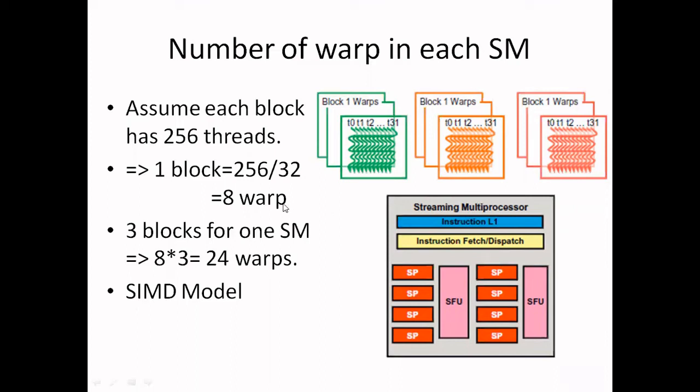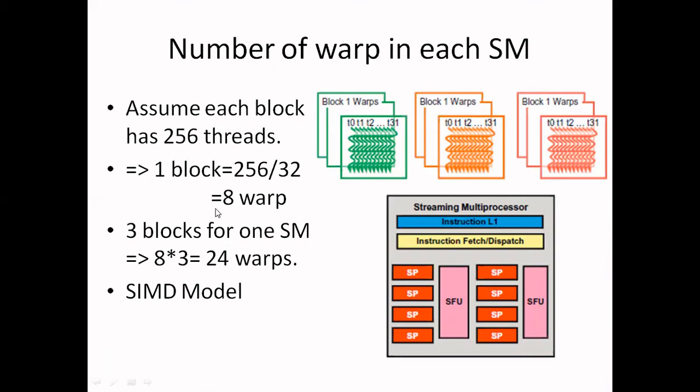Okay, we are saying 32 threads in each warp. One block has 256 threads. So in one block, there are 8 warps. Yeah, it is true. In one block, there are 8 warps. However, in this streaming multiprocessor, 3 blocks were assigned.